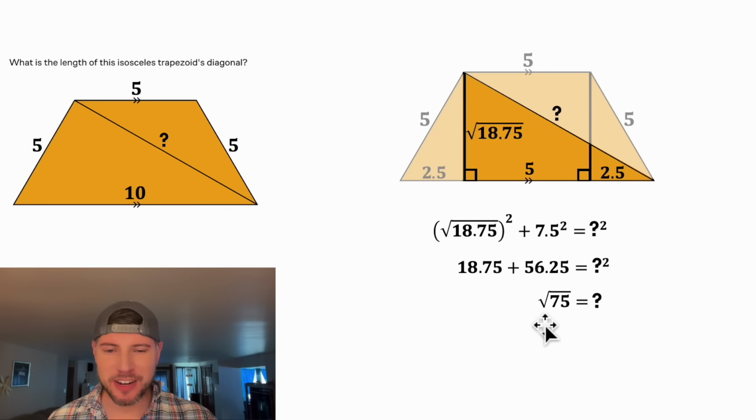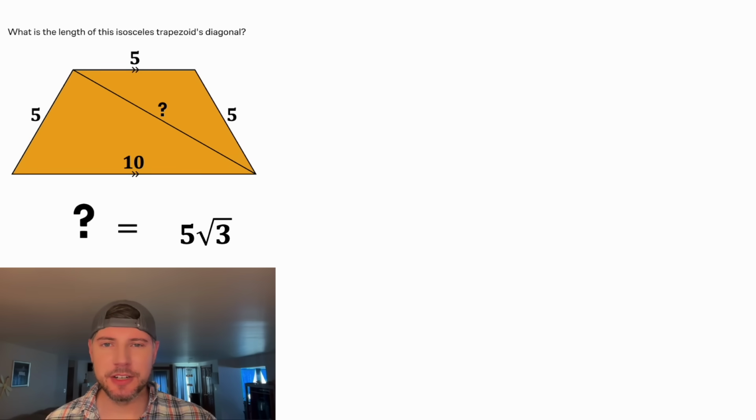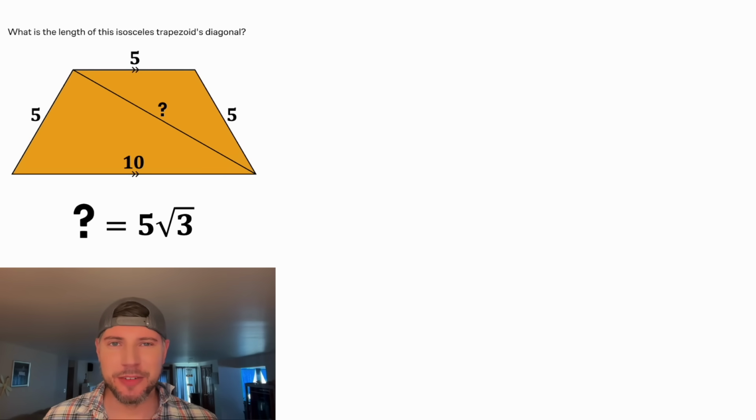And on the left-hand side, for the square root of 75, we can clean this up a little bit. Let's give ourselves some more room, and we can rewrite the 75 as 3 times 25. And then we can give each of these, the 3 and the 25, their own square root. And the square root of 25 is equal to 5. So we end up with 5 square root of 3. And that should be the answer to our question. The length of the diagonal is 5 root 3.